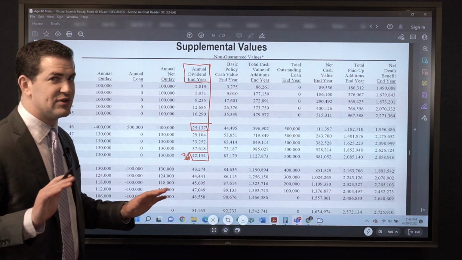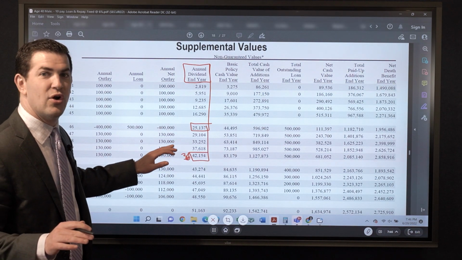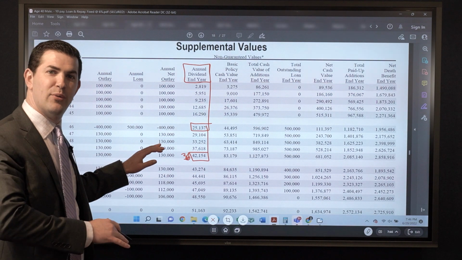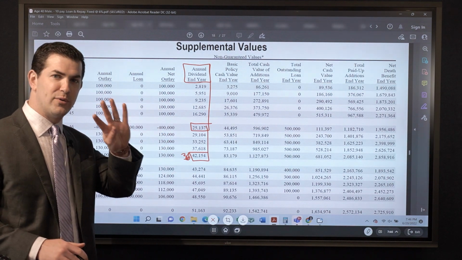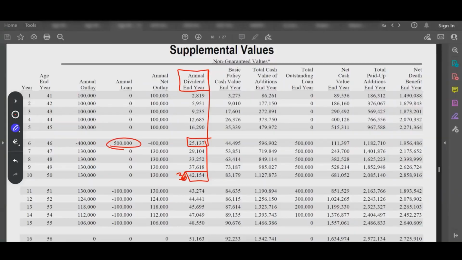On the flip side, what's the drawback, right? Don't just show me the good. The drawback is the fact that we have a higher cost to borrow. In our last video, we looked at this policy with a variable rate at 4%. Here we've got a fixed rate at 6%. 6% of $500,000 is another $30,000. That's the cost to borrow in this particular example.